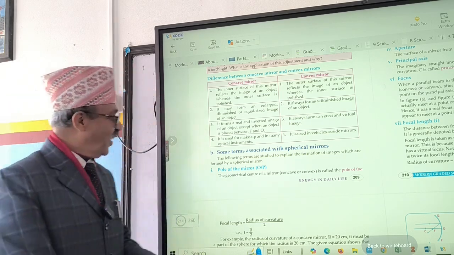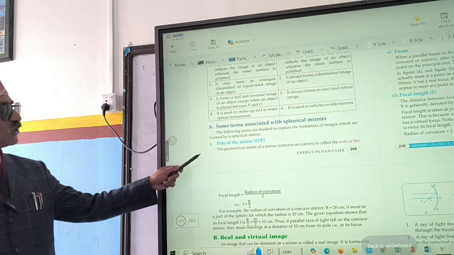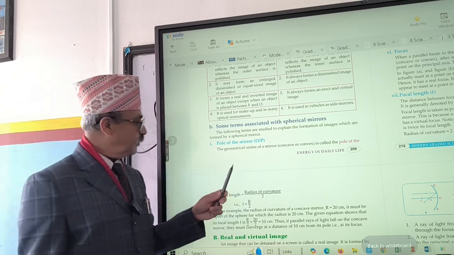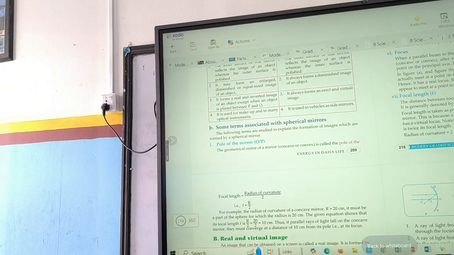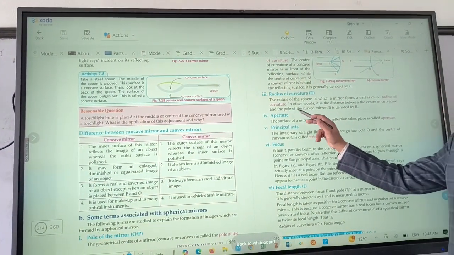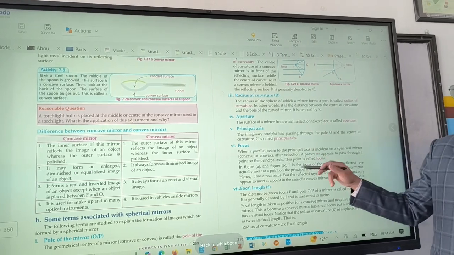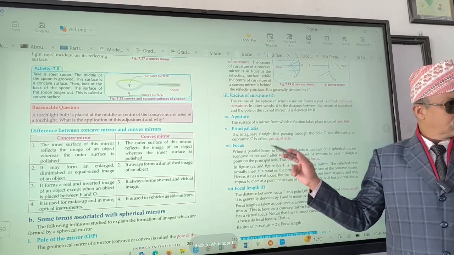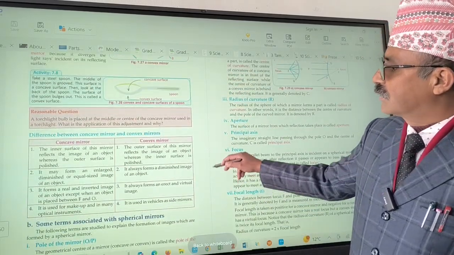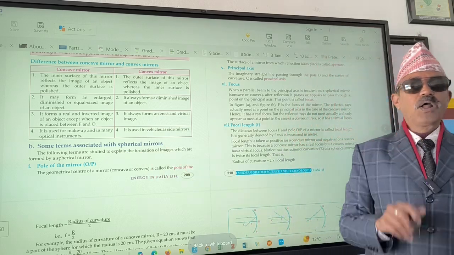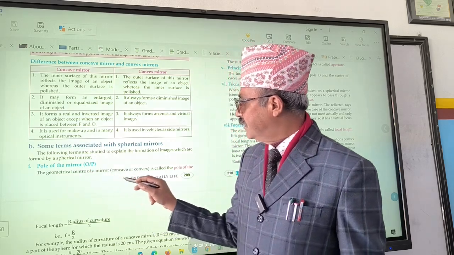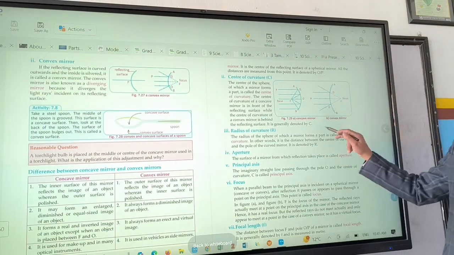Okay, children, now what are we going to discuss? Some terms associated with spherical mirrors. How many terms are there? What is the first one? Pole of the mirror. Number 2, center of curvature. Number 3, radius of curvature. Number 4, aperture. Then focal length. These are the terms which we are going to discuss. What is the definition of the pole of the mirror? The geometrical center of the mirror.